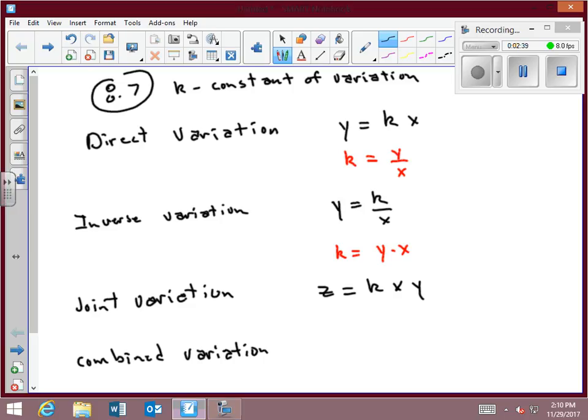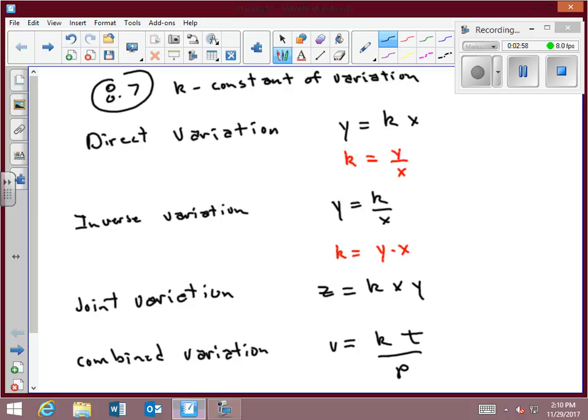And this is probably fairly typical. You're going to have both. Here's a constant of variation, t over p. Notice it varies directly as t, and inversely as p.